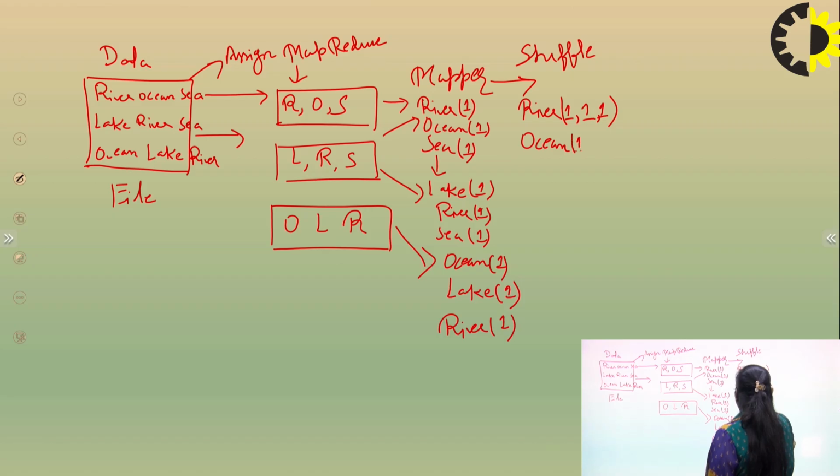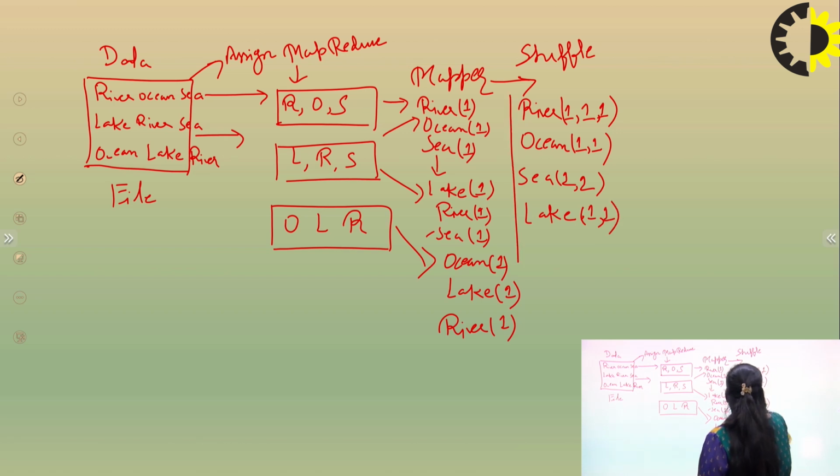Ocean value 1, where the ocean repeats itself here. Then sea. Sea value 1, here the sea repeats itself again, and that's all. And for the lake, value first of all 1, and for the lake value 1. This is the working process of the shuffle.